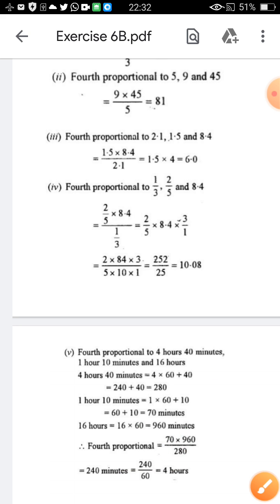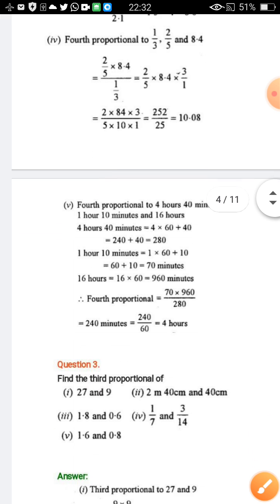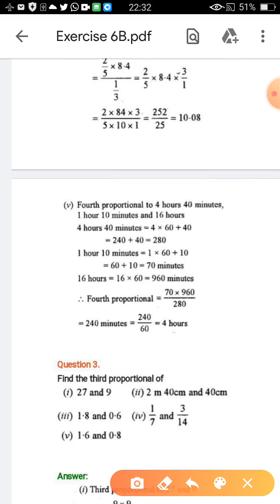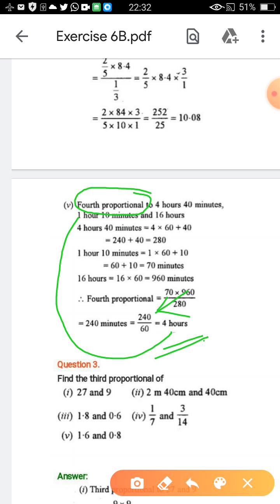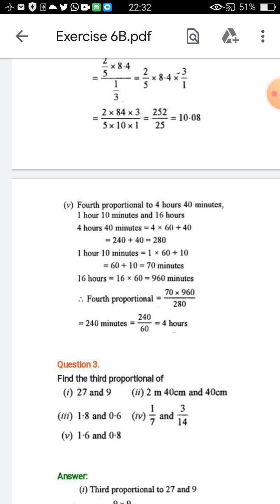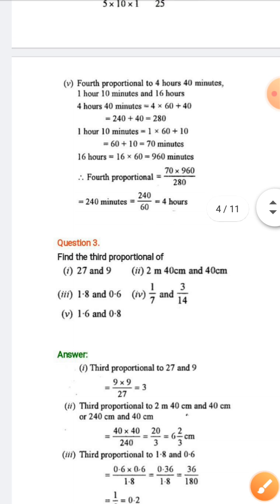How much? 240. So how many minutes? 240 minutes. We will divide that 240 minutes by 60 to get the answer. 240 divided by 60, so 4 hours. 4 hours will be the fourth proportional. What did we get as the fourth proportional? It will be 4 hours. Got it now? Then we will see question number 3.